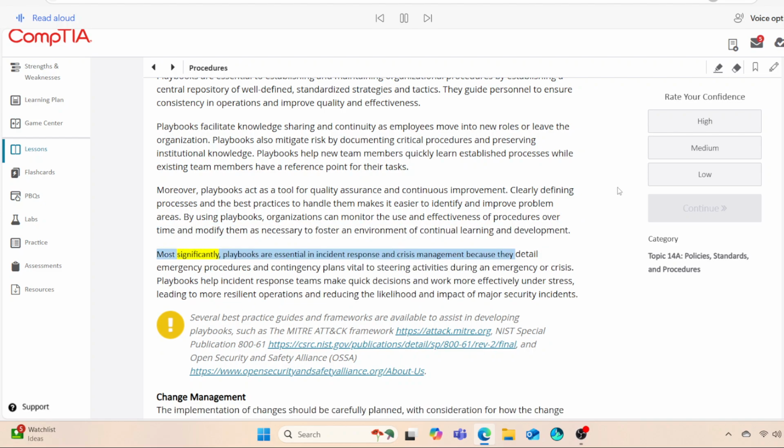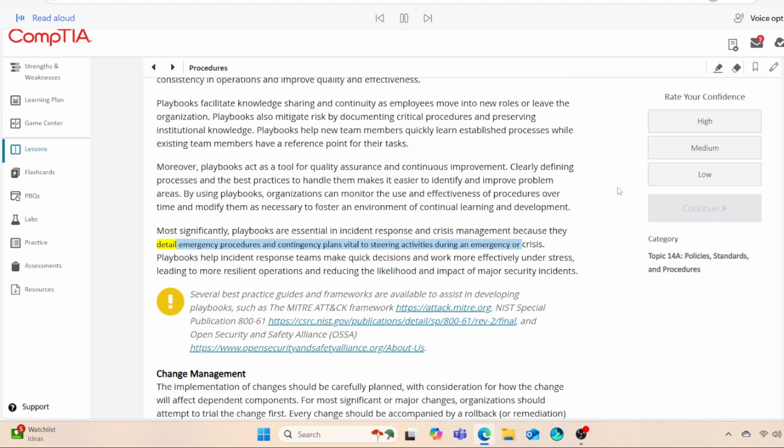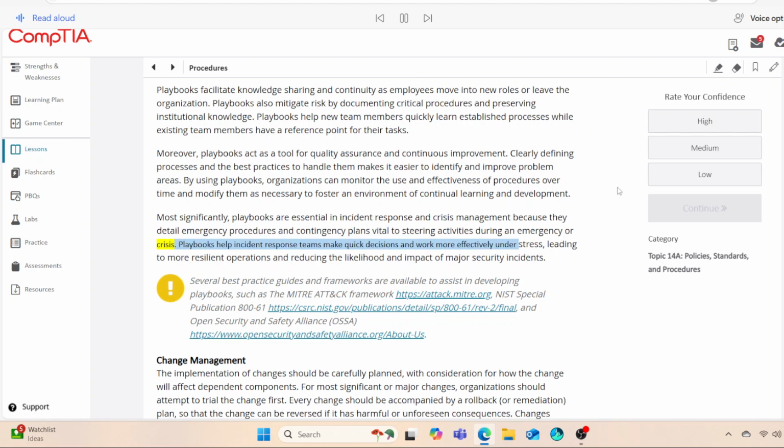Most significantly, playbooks are essential in incident response and crisis management because they detail emergency procedures and contingency plans vital to steering activities during an emergency or crisis.